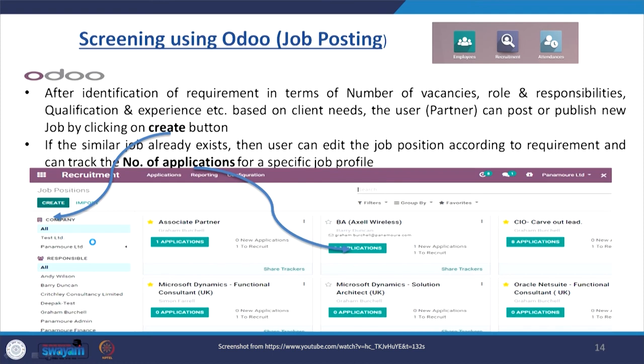Qualification and experience, etc., based on what the client needs. The user or partner can post and publish a new job by clicking on the create button here. If a similar job already exists, the user can edit the job position according to the requirement and can track the number of applications for a specific job profile. Here you will find the designations, the applications, and the status showing how many applications they are looking for.